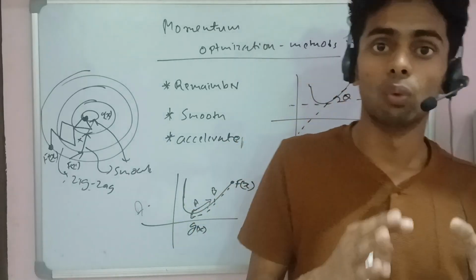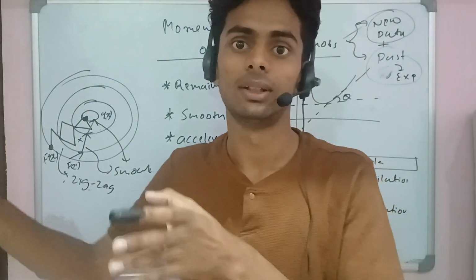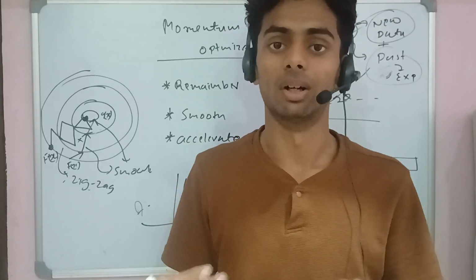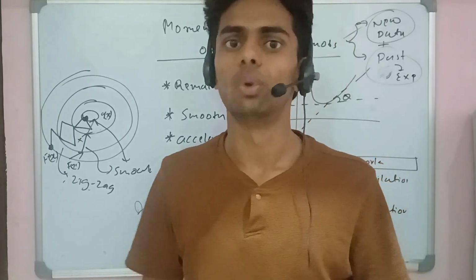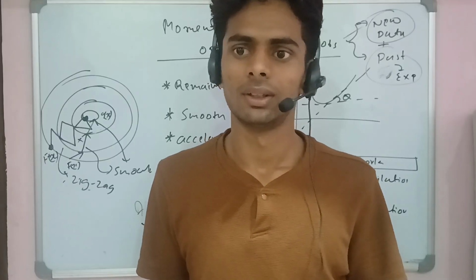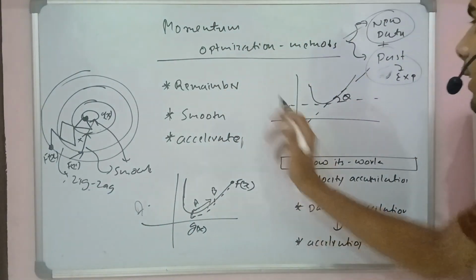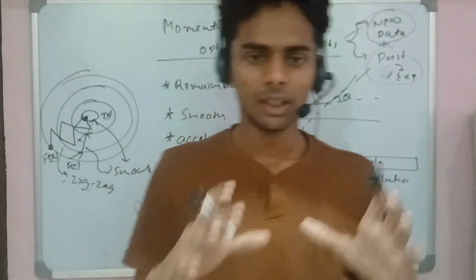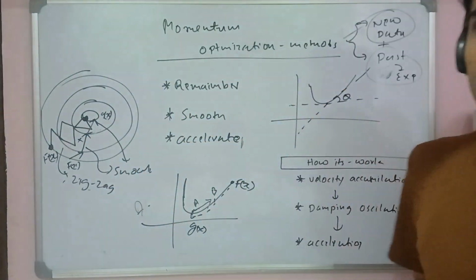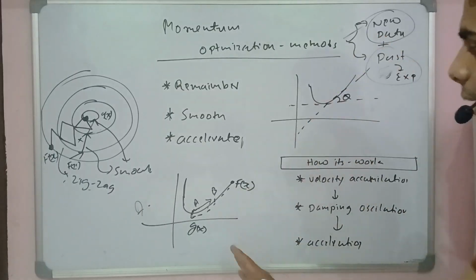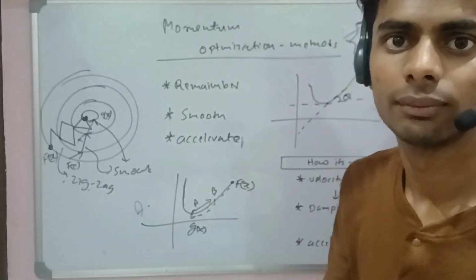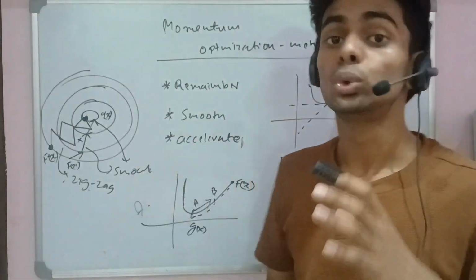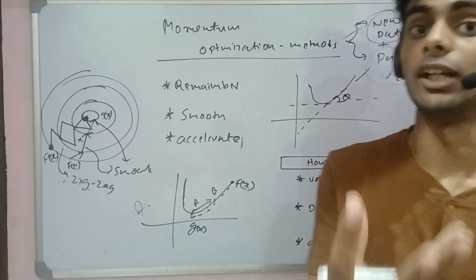would be a nice step, or a bad step, or a good step. You can note that according to past experience. So I give you three words: remember, smooth, and accelerate. In such a way, when you take any step toward the optimal point, you need to use two kinds of information: fresh data as well as past experience.